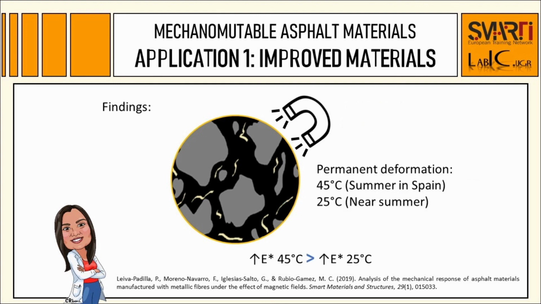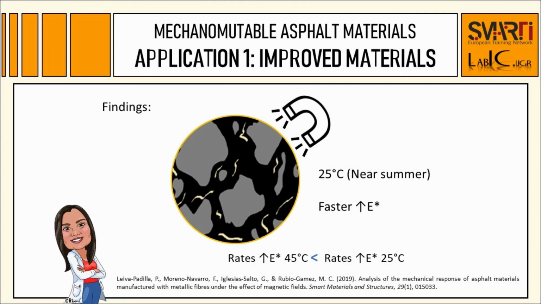At 45 centigrades, which represent typical temperatures at summer in Spain, we reached higher increments in the dynamic modulus than at 25 centigrades, which can be a typical temperature for seasons near the summer. But the higher rates of increase of modulus are produced at 25 centigrades.